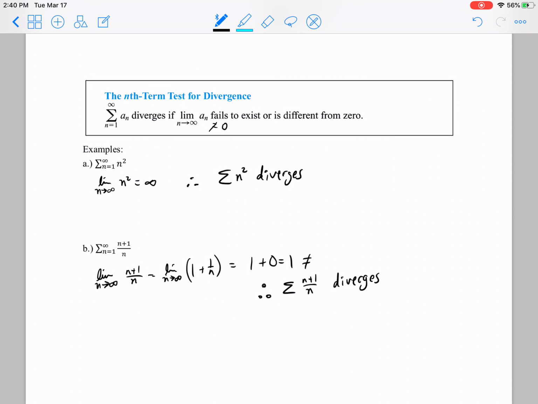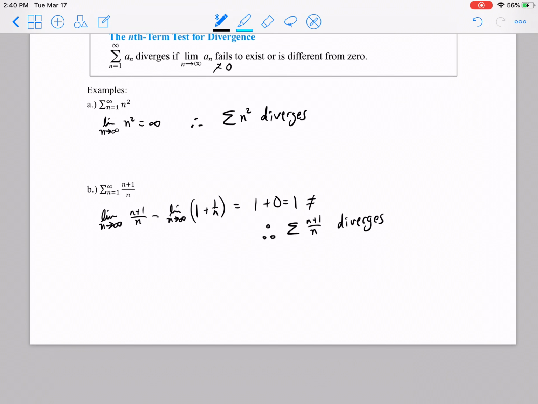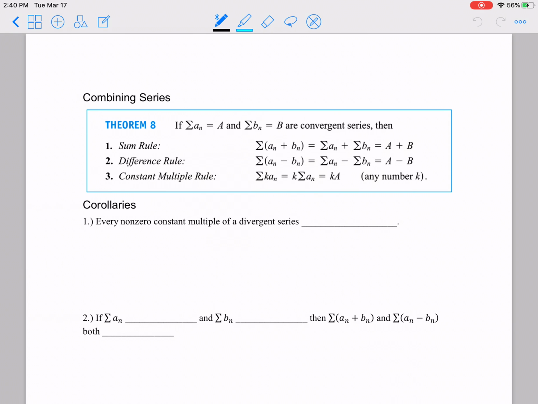So they diverge because it doesn't go to 0. If you keep adding up non-zero terms, it's never going to settle. The terms can be non-zero, but they have to be getting smaller and smaller, closer to 0. The terms have to be going to 0.